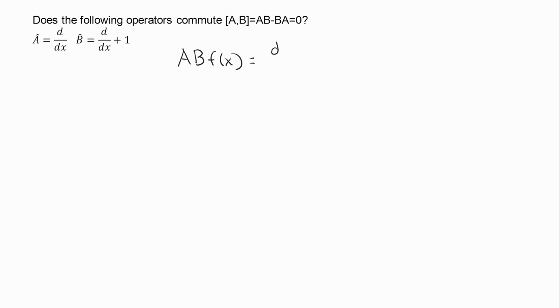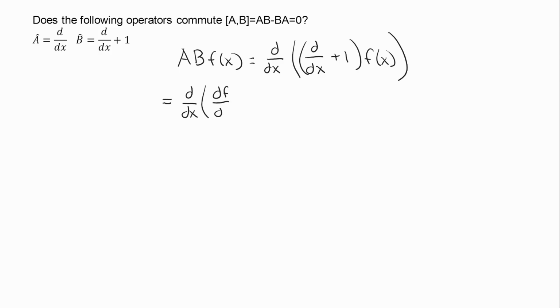So here we're going to have d over dx applied onto B, which is d over dx plus 1. That applies onto our f of x function. So what this will result in is d over dx applying on df over dx plus f. And we can distribute out our derivative as well, where now this is going to be the second derivative of f with respect to x plus the first derivative of f with respect to x. So that is AB applied onto f of x.